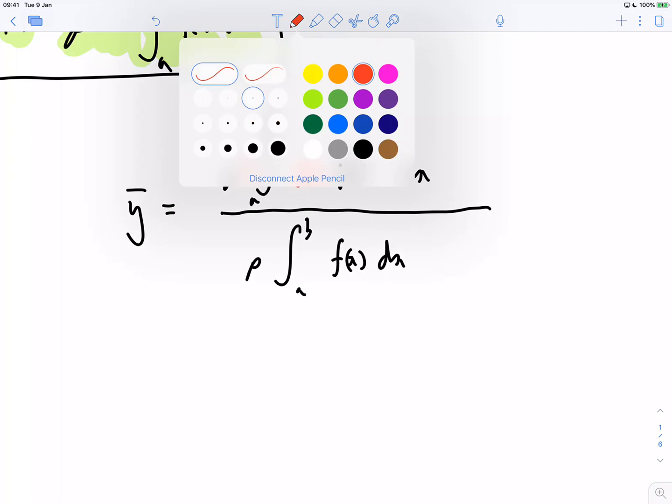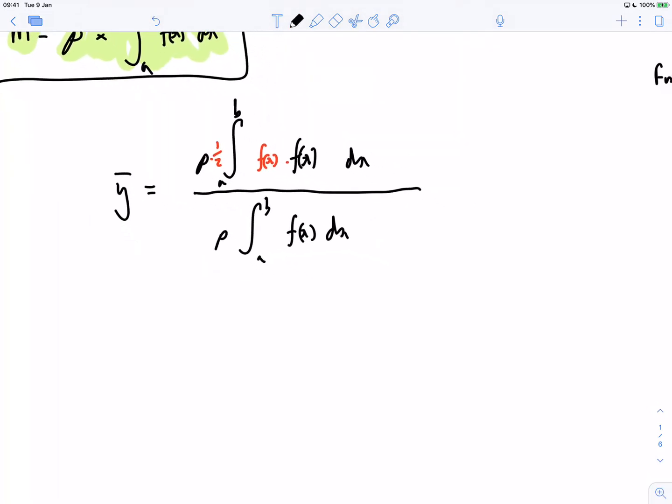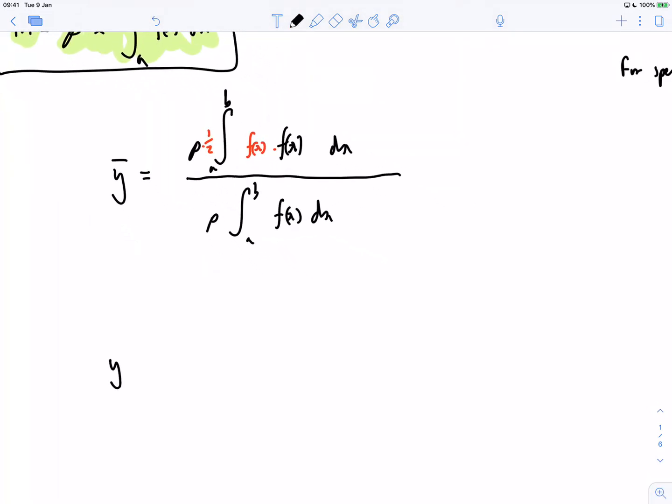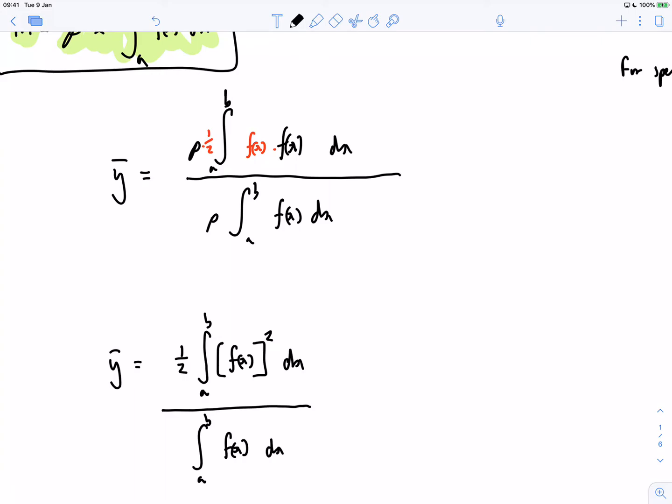This is really easy to evaluate now, because the rhos will cancel, and you'll get that y bar is just the integral between a and b of a half times f(x) all squared dx, and then this integral is divided by the mass integral between a and b of f(x) dx.